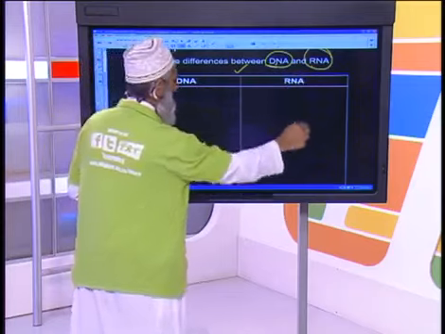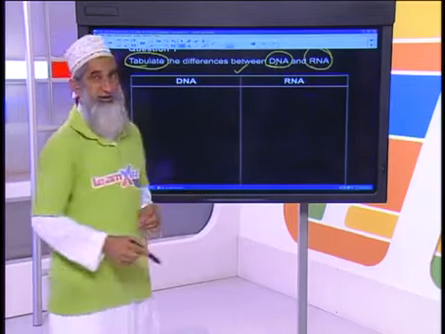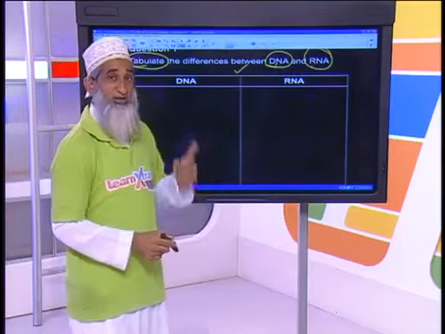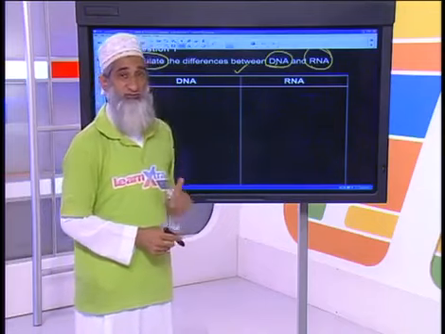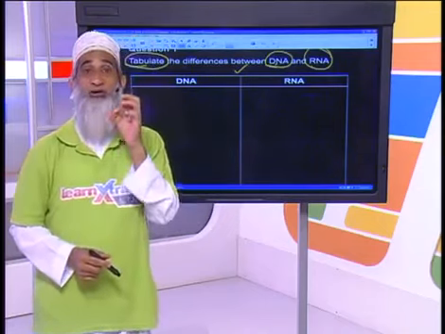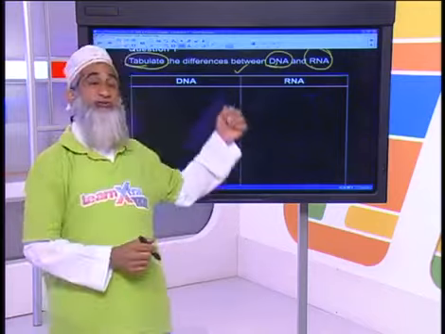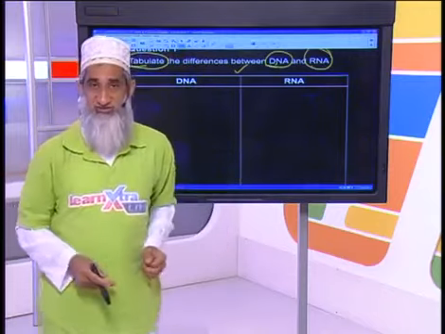So all you do is you draw your table and you put DNA and RNA. So if this was a 5-mark question, you already have 1 mark just for drawing this table. Now that's a skill that you need to carry with you to the exam. You don't have to study for the skill. You have to have the skill.